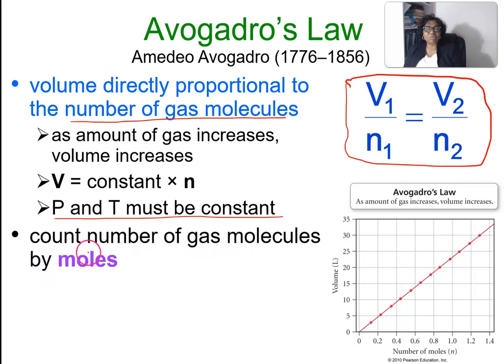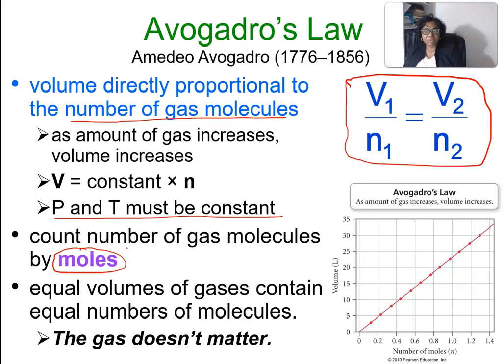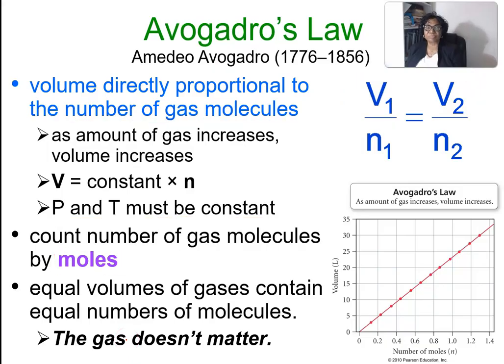And the number of gas molecules, we are counting it in moles, please. N is moles. So equal volumes of gases contain an equal number of molecules. The gas does not matter, whether it's oxygen, carbon dioxide, hydrogen chloride gas, or sulfur dioxide. Equal volumes of gases contain equal numbers of molecules.